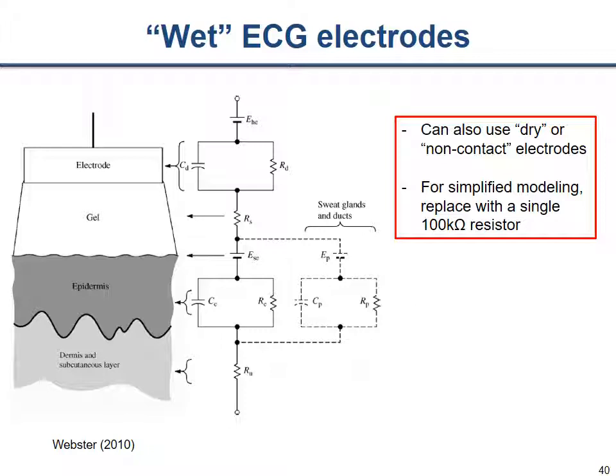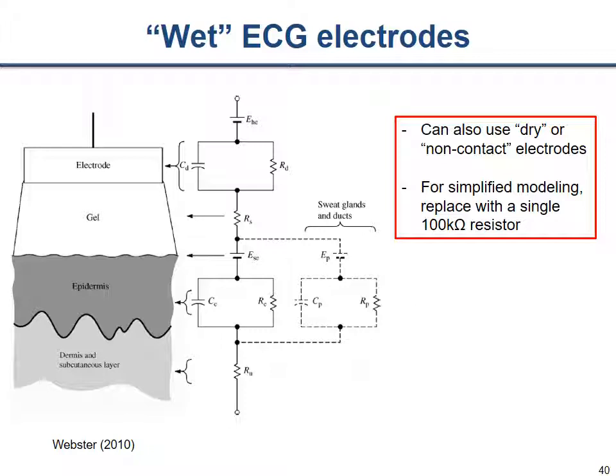This is in contrast to what we call a dry electrode, which would be basically just the metal, take out the gel. It's going to have a much larger input impedance typically. Now, for very simple modeling, for projects and homeworks, we'll get a little bit more complicated later, but for very simple modeling, we can take this effective circuit model that's drawn here from the Webster textbook and replace it with a 100 kilo ohm resistor. We'll get a little bit more complicated later, but for now, good enough.